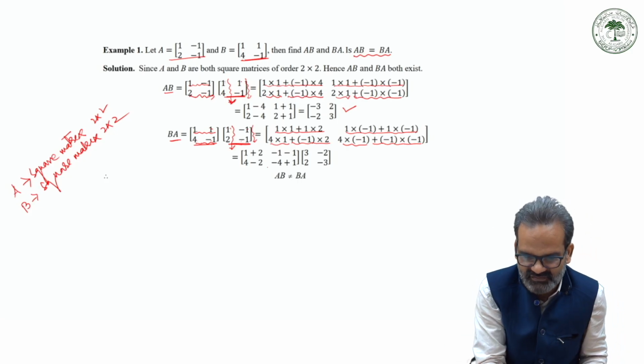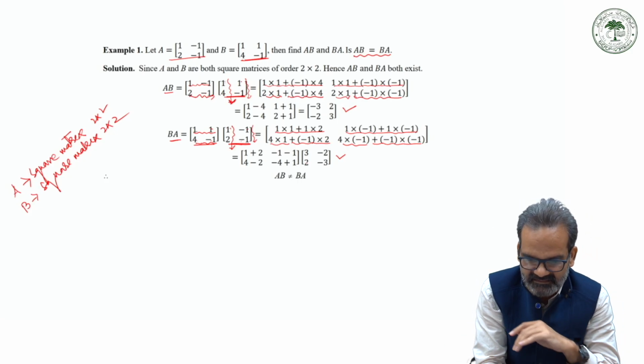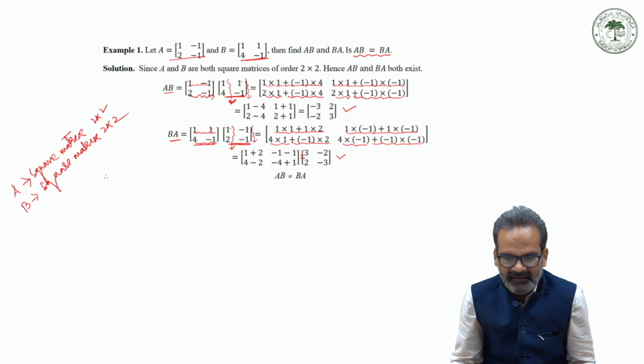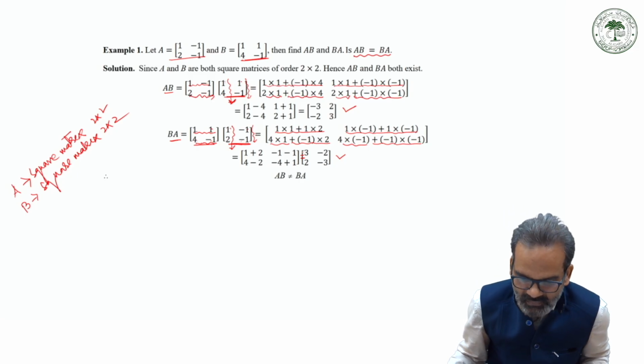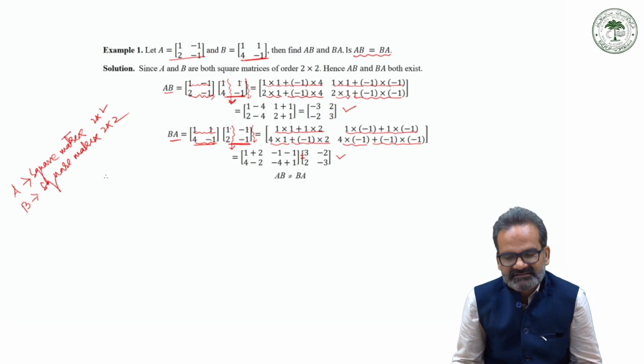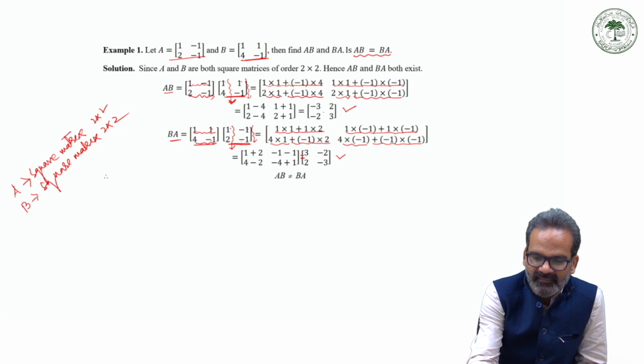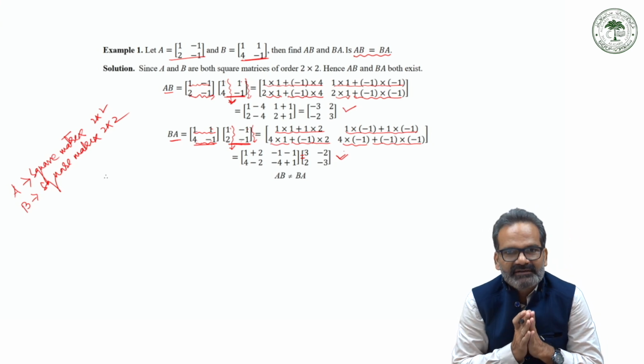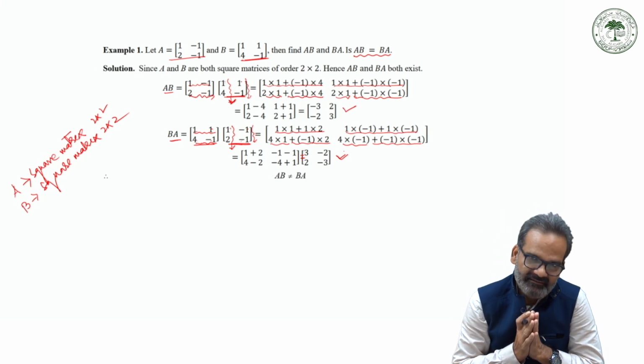Now again simplify it. After simplification you will get this matrix, 3 minus 2, 2 and minus 3. This is the required matrix. Here AB is minus 3, 2, minus 2, 3 and here BA is 3, minus 2, 2, minus 3. So from these two examples we observe that AB is not equal to BA, right? Clear?